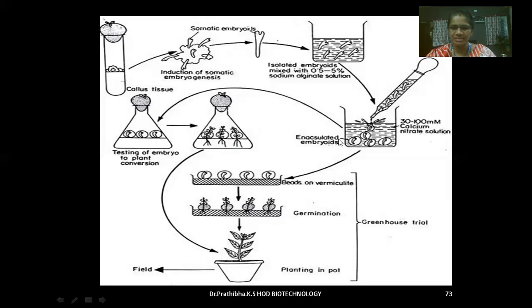The synthetic seeds, it means the embryos were encapsulated by using the hydrogel. These encapsulated embryoids are further subjected to testing of embryo to plant conversion. Or these encapsulated embryos can be subjected onto the vermiculite for further regeneration. Then you will be able to see the germination. Then you will be able to obtain the entire regenerated plant system. Then subjected to the field. All this will be done in the greenhouse condition. See here, from the embryo we are able to regenerate into an entire whole plantlet.